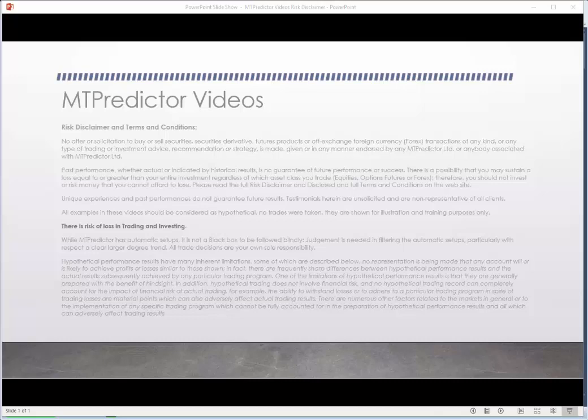But as usual, we start with our risk disclaimer. Remind you that all examples in these videos should be considered as hypothetical. No trades are actually taken. They're just shown for illustration and trading purposes only. Remind you there's a risk of loss in trading and investing. Put another way, all professional traders know and understand, but more importantly accept, that losses can and will and do unfold. It's an important point. There'll always be losing trades no matter what approach you have to the markets.